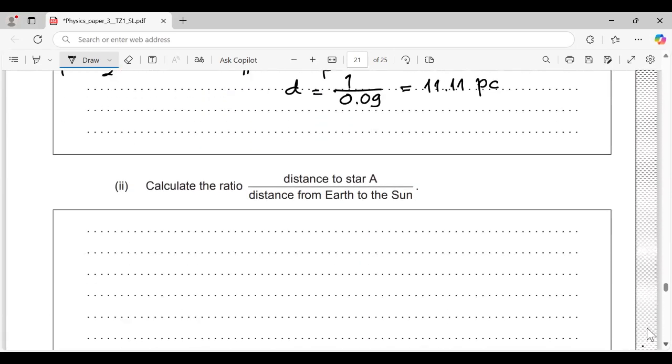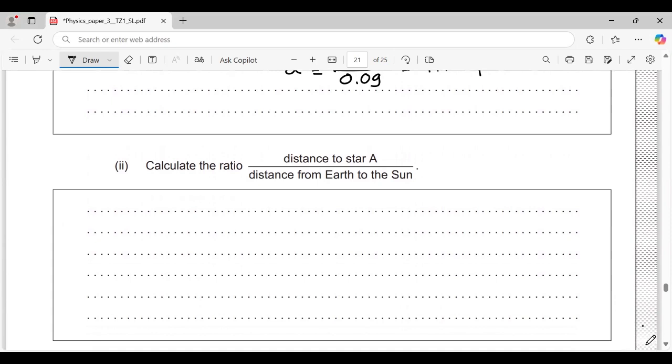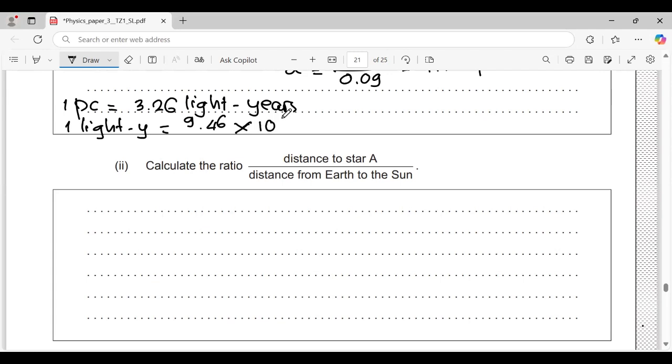Calculate the ratio of the distance to star A to the distance from Earth to the Sun, right? So I would like to start with 1 parsec. 1 parsec is approximately 3.26 light years. And then one light year is approximately 9.46 times 10 power 15 meters. Right. We are going to use this number.